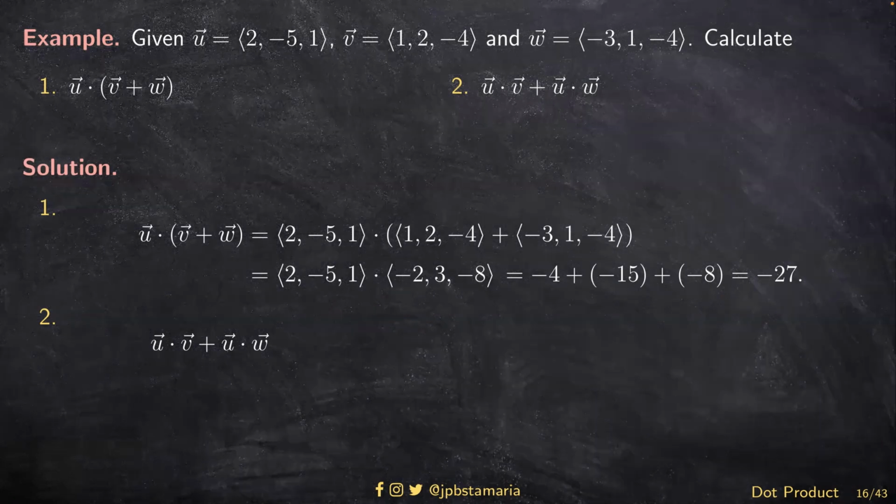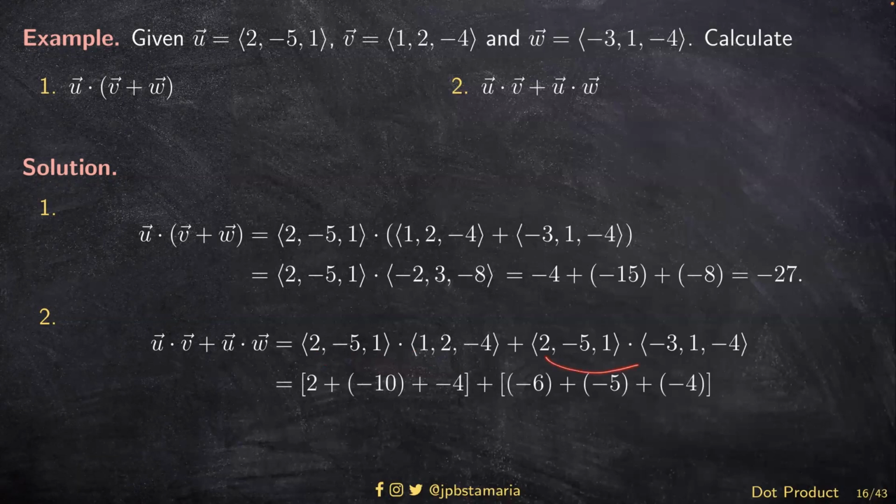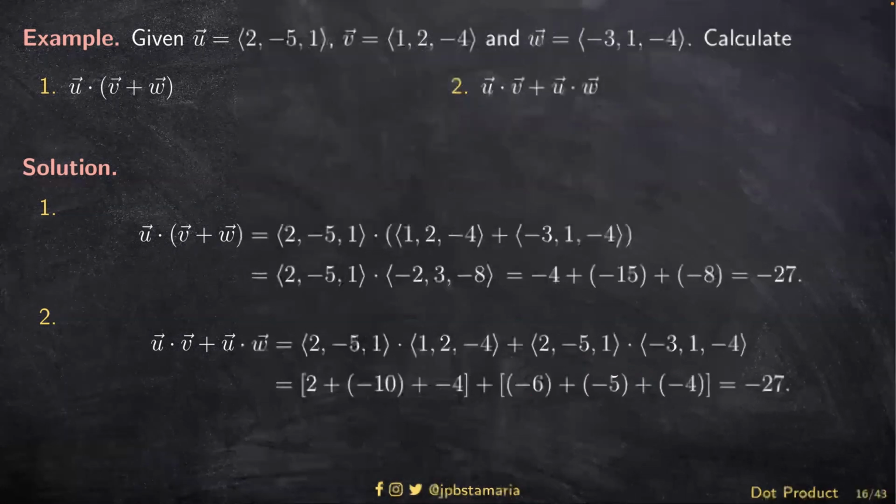How about u dot v, the sum of u dot v and u dot w? Tatandaan nyo, pagka kayo'y nag-dot product, ang final answer ay scalar. Okay? Ito, scalar plus scalar. So the final answer is also scalar. Dot product mo muna bago ka mag-add. So anong dot product na ito? 2 minus 10 minus 4. Ito naman, -6 minus 5 minus 4. So there you have it. Okay? So the answer is -27. All right?